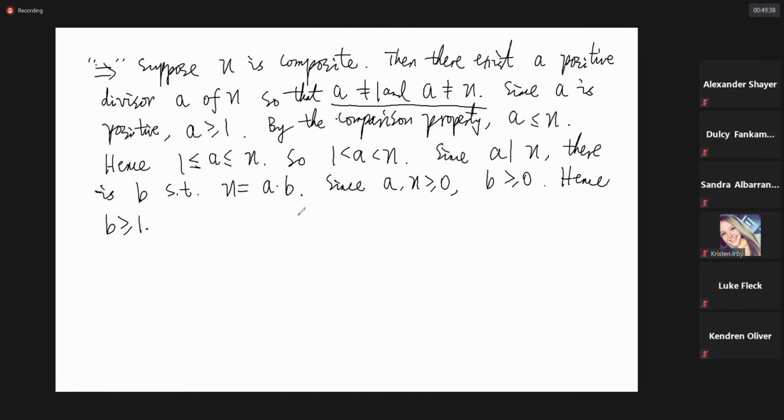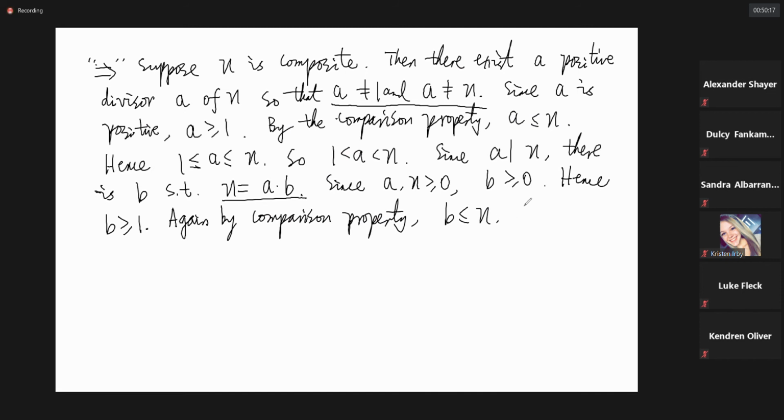And now again, by the comparison property, we have b is less than or equal to n. Because b is also a divisor, this condition tells you b is also a divisor of n, and both b and n are positive, so you know that b is less than or equal to n.